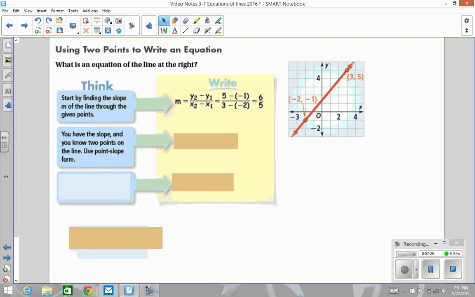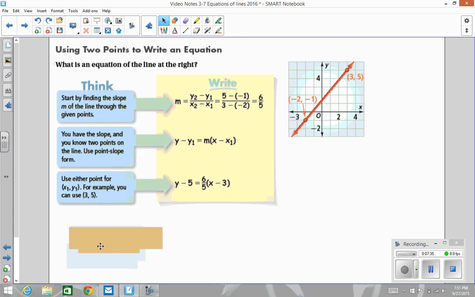Second, you have your slope and you have 2 points, and so you pick one of them and use the point slope formula. We're going to use the 3 over 5. When I plug that in there, I get this. Then I want to simplify that. So that's going to be y minus 5 equals 6 over 5x minus 18 over 5.